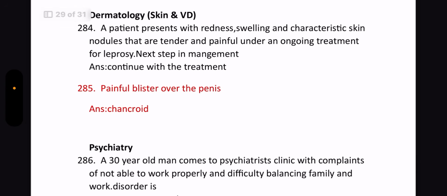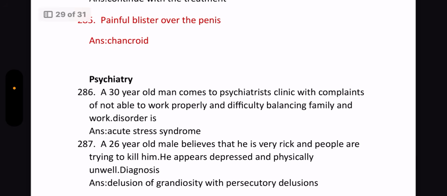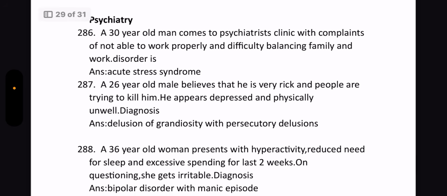Dermatology questions: patient presents with redness, swelling and characteristic skin nodules that are tender and painful. Undergoing treatment for leprosy. Next step in management is to continue with the treatment. Painful blister of a penis, chancroid. Psychiatric questions: 30-year-old man comes to psychiatric clinic with complaints of not being able to work properly and difficulty balancing family and work. Disorder is acute stress syndrome.